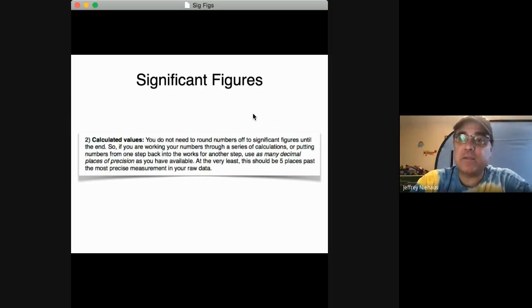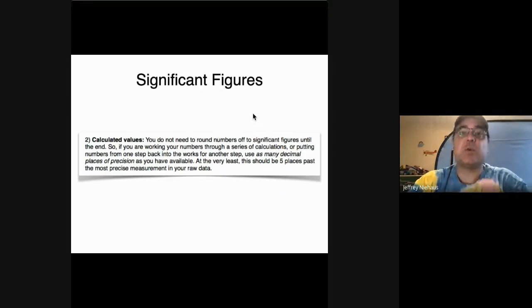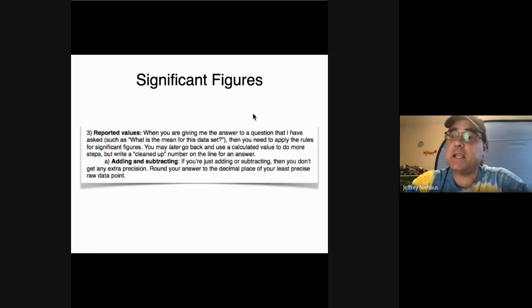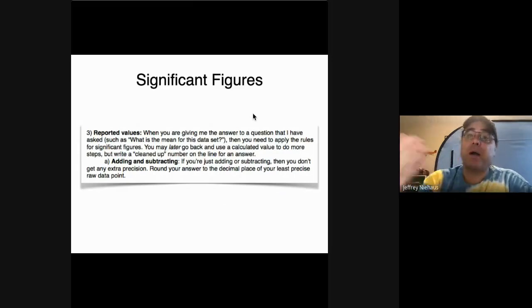I call it calculated value because what this means is that you're in the middle of your calculations when you do it. But the next thing is the reported value. When you go public with your results, when you put it on the answer line for me in an exam, or you put it on the answer line for an in-class assignment, that's when you need to clean it up and be honest about how much precision you had in your raw data before you started doing your calculating. All right. When you do a reported value, that's for public consumption.